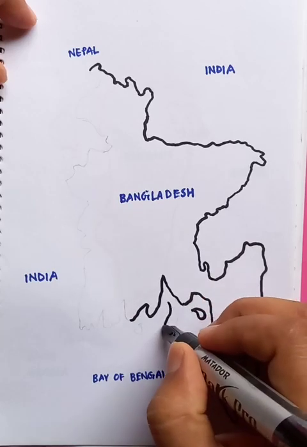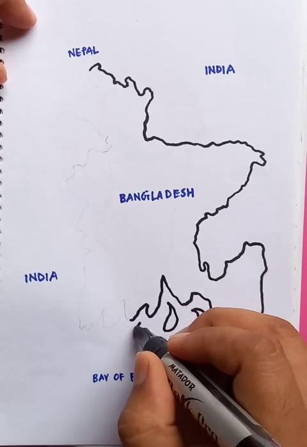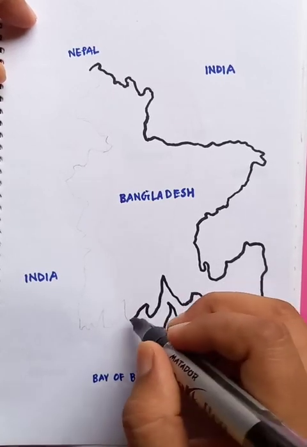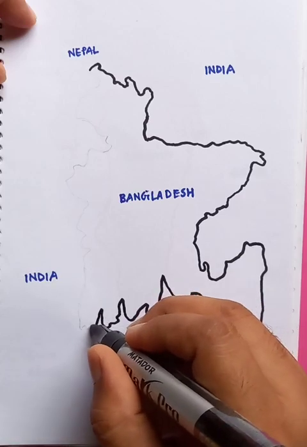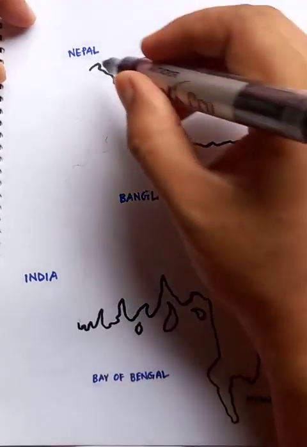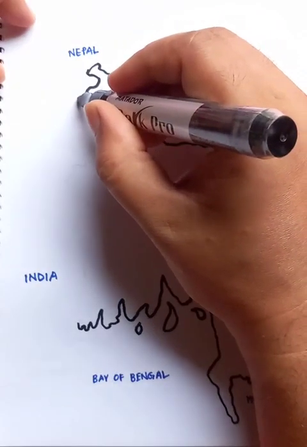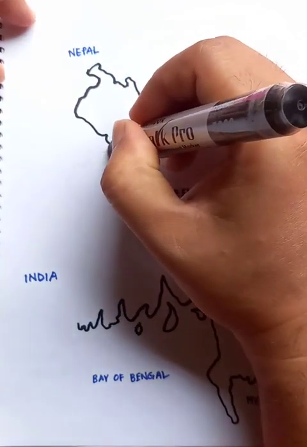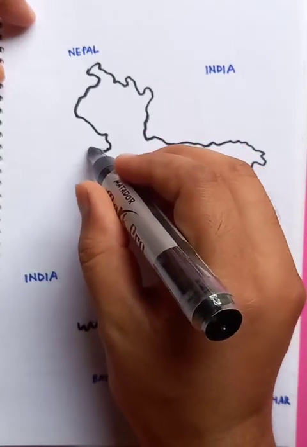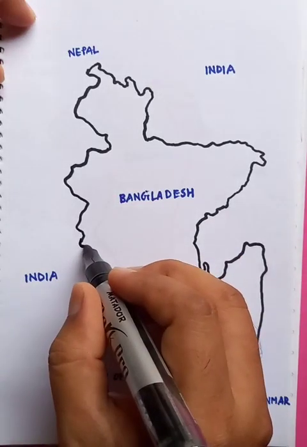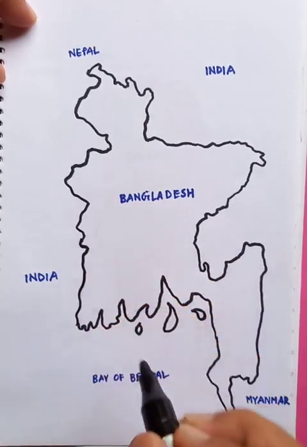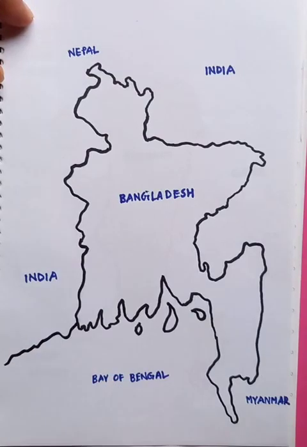Okay, so these little dots are the islands. All right. So working on the west border, which is with India. All right, and the drawing is going to be complete. Okay. All right, so this is the map actually.